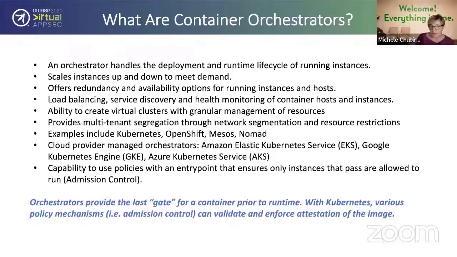You also have the benefit of a multi-tenant segregation option. You can use network segmentation, you can use resource restrictions, you can use tools like namespaces. Some examples that you're probably familiar with include Kubernetes, OpenShift, and prior to that, Mesos and Nomad, for example. Cloud providers also have managed orchestration options such as EKS from Amazon, you have GKE, you have AKS.